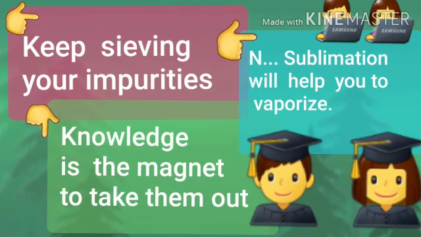Now keep sieving your impurities. Knowledge is the magnet to take them out. These impurities can be taken out with the help of knowledge, and sublimation will help you to vaporize all these impurities. Dear student, this is how we can use these 3 wonderful processes in our life.